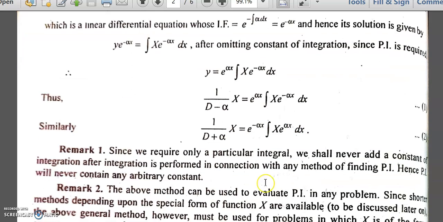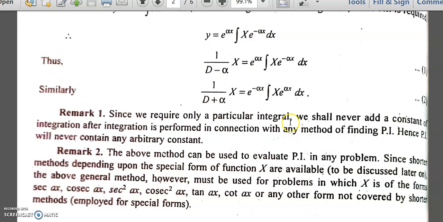Now as you know, in the particular integral you shall never add any constant of integration after integration is performed in connection with the method of finding particular integral. So you have to remember that in particular integral we do not write any kind of constant, because all the constants are adjusted with the complementary function.